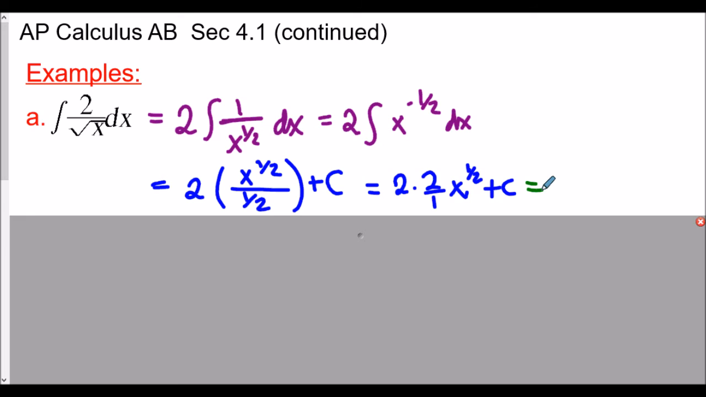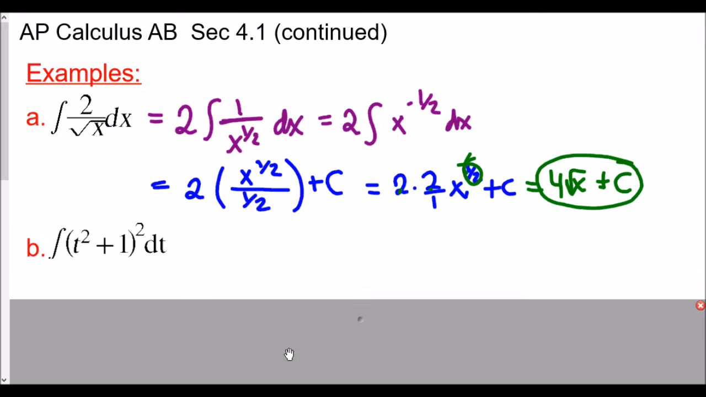And then finally, we can multiply these. So we have 2 times 2, which is 4. Dividing by 1 doesn't change anything, so we can get rid of that. And that 1/2 we could rewrite as a square root. So we have 4 square root of x plus c. And that's our final answer. You don't have to rewrite it with a square root. I just want to make sure that you know that that can happen. If you leave a 1/2 like in your homework, that's totally fine.